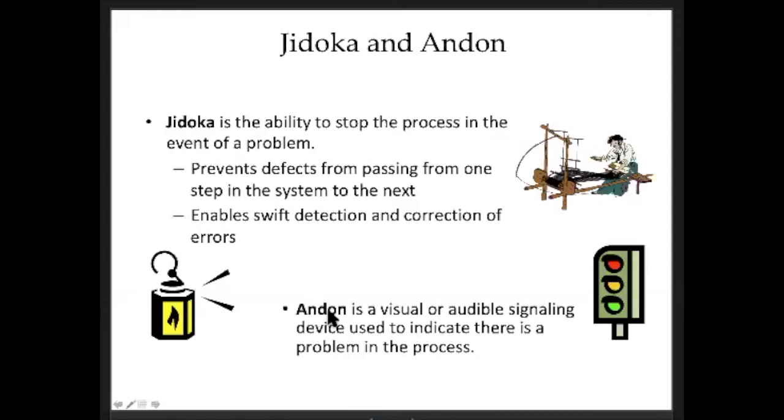And Andon is again a tool that is used. It indicates that there is a problem in the process. So it's connected with Jidoka: whenever the worker stops the line, it signals to everyone, whether in visual form or audible form. That gives the cue to everyone to come to that point to fix the problem. So it's a visual cue.